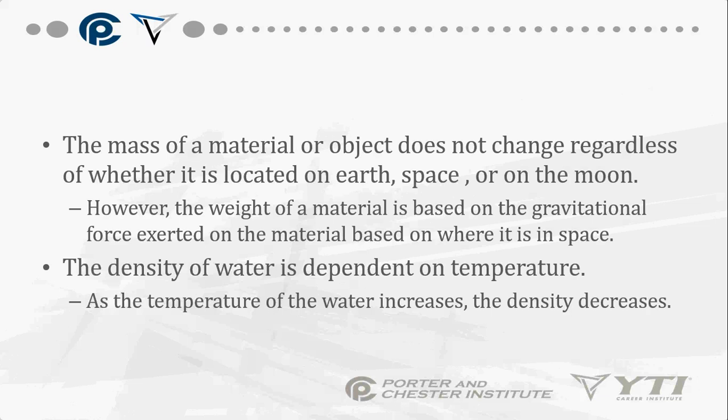The mass of a material or object does not change regardless of whether it is located on Earth, in space, or on the moon. Interesting, isn't it? However, the weight of a material is based on the gravitational force exerted on the material based on where it is in space. That kind of makes sense, right? What is gravity? If I'm able to change gravity, what happens with the weight of a material? It changes with it.